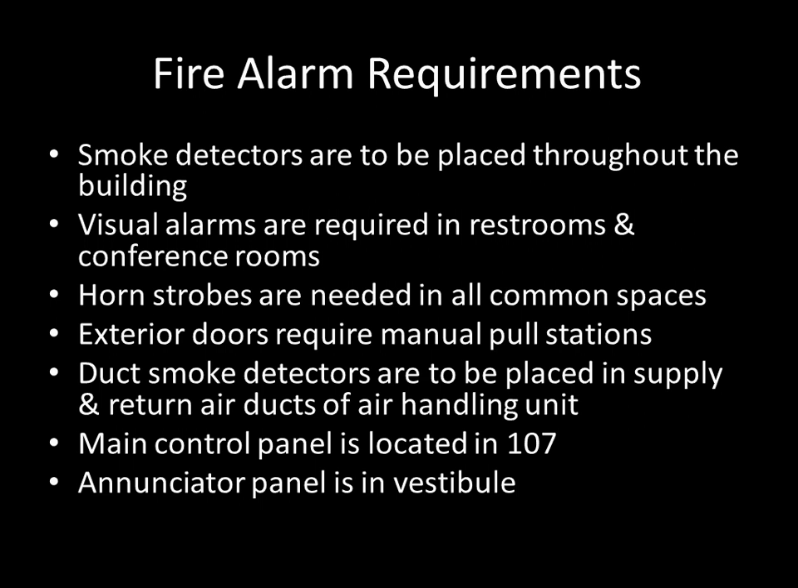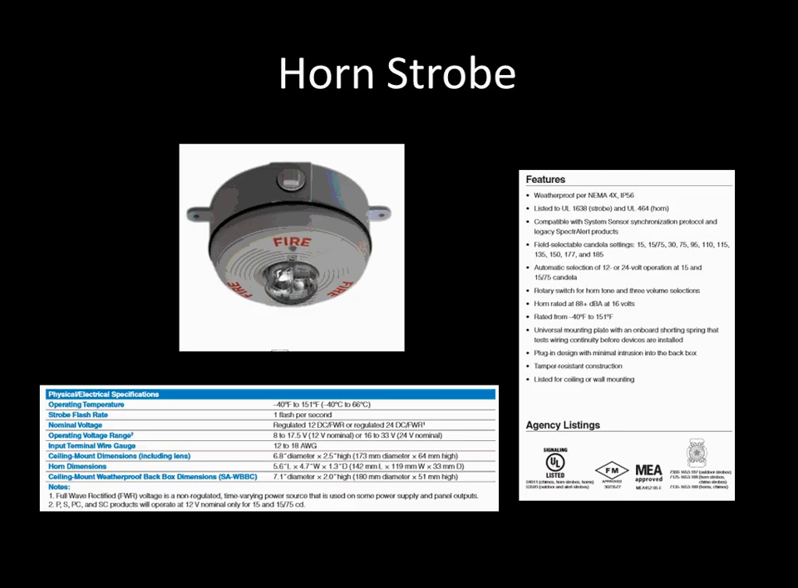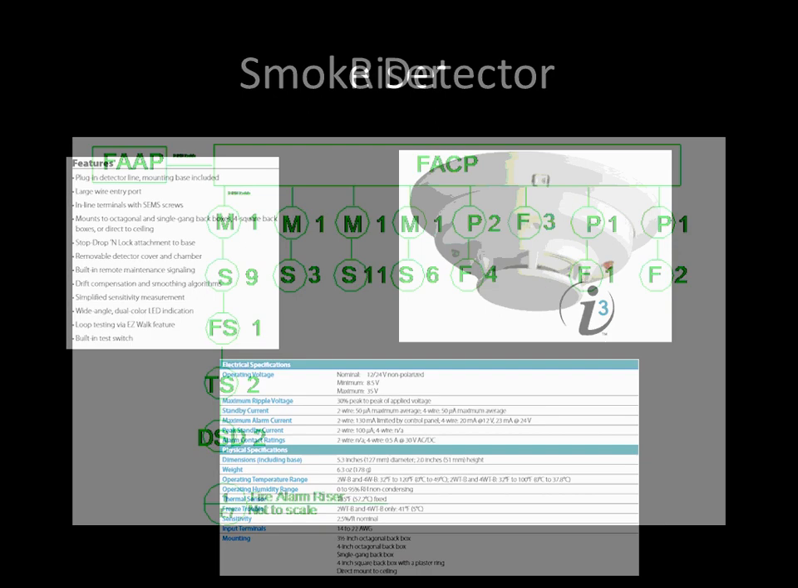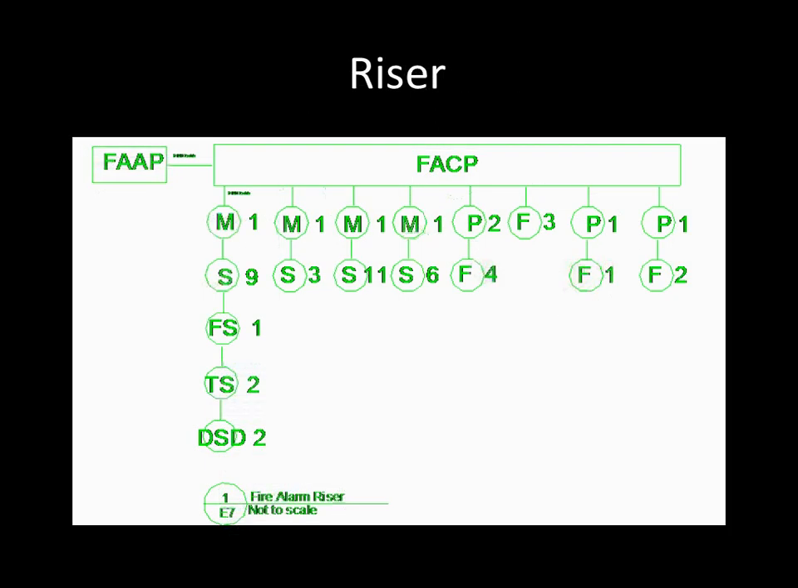Once again, I put mine right next to my security panel. The smoke detector, just a general, just what we probably would use. This is the one I picked for it, just a standard one. The same thing with the smoke detector. And how it all kind of would go back to the panel throughout the building, not to scale, of course, but that's how it would roll.